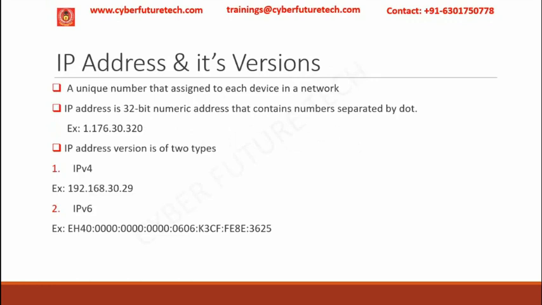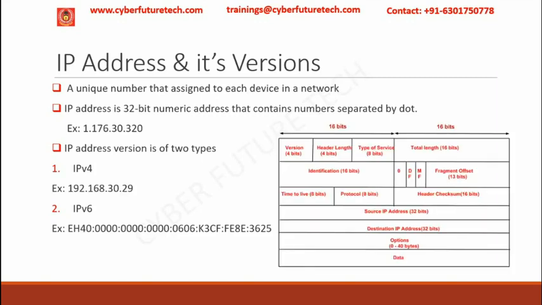An IP address is a logical numeric address that is assigned to each device. It is used to identify each node in a network. An IP address is a 32-bit numeric address which is separated by dots. So here you can see the example of an IP address. IP address has two versions, one is IPv4 and another is IPv6. Now we will see what is IPv4 and IPv6 and their header formats.